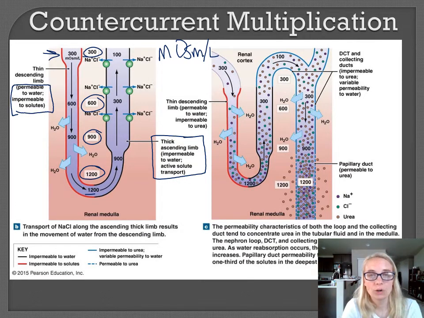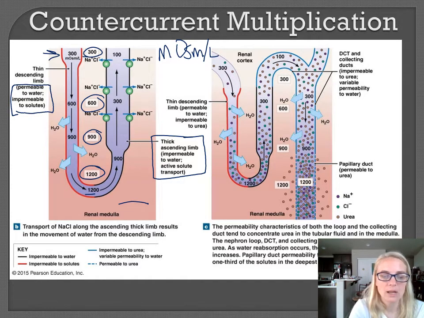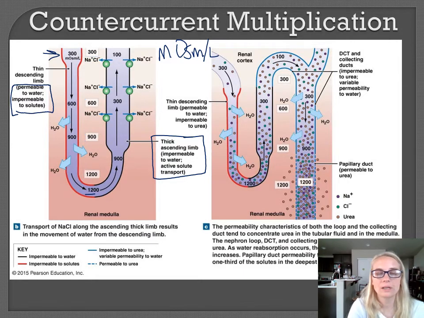We cannot make urine that is any more concentrated than the concentration out here in the renal medulla, this extracellular space, because you can't move water into an area that already has a lot of water. To make more concentrated urine, we don't pump water. We don't have that ability. So the concentration of our urine is going to be based on the concentration of this medullary space, the concentration of the surrounding fluid, if you will.